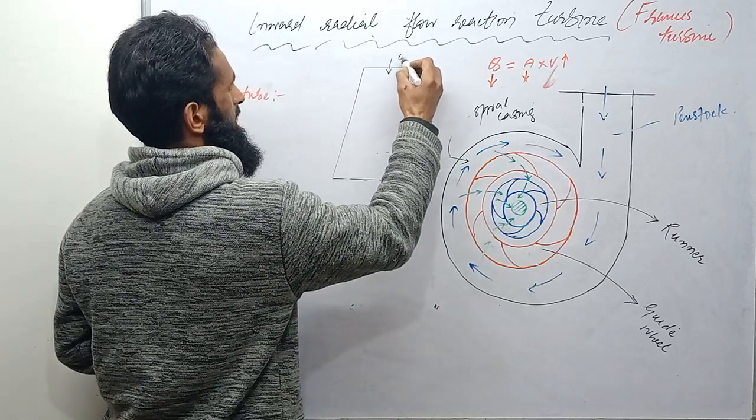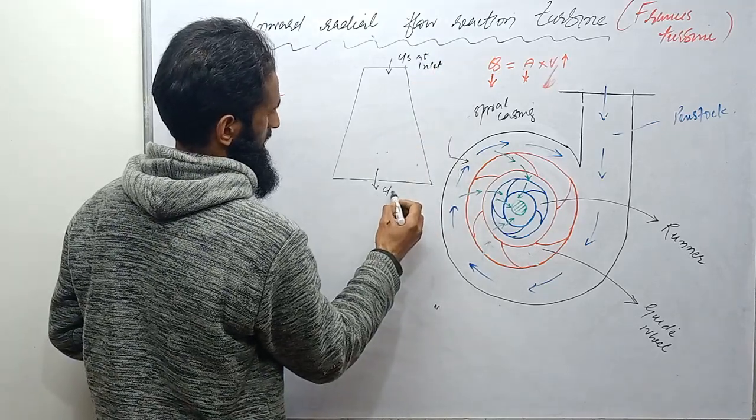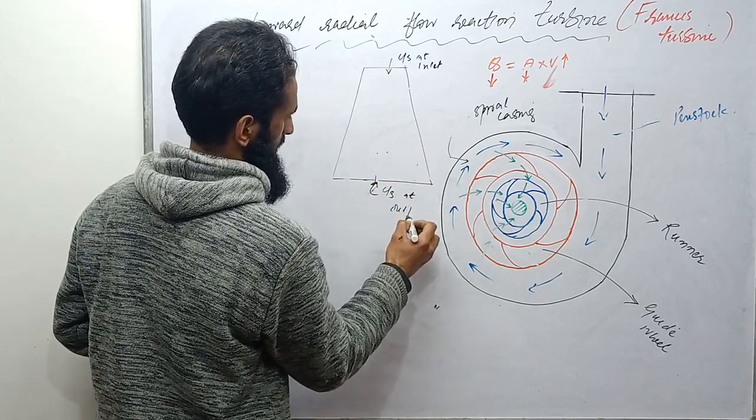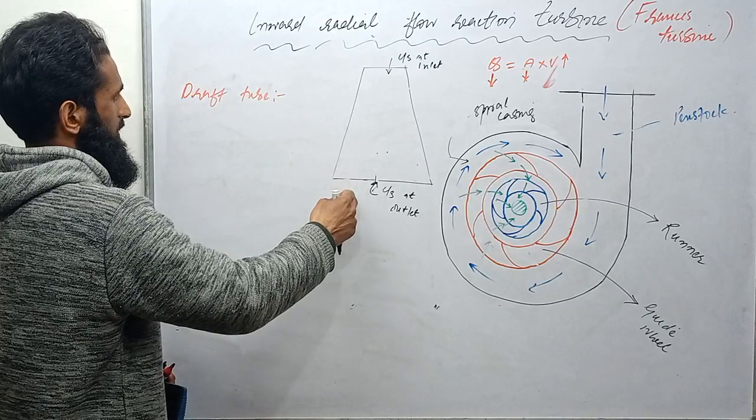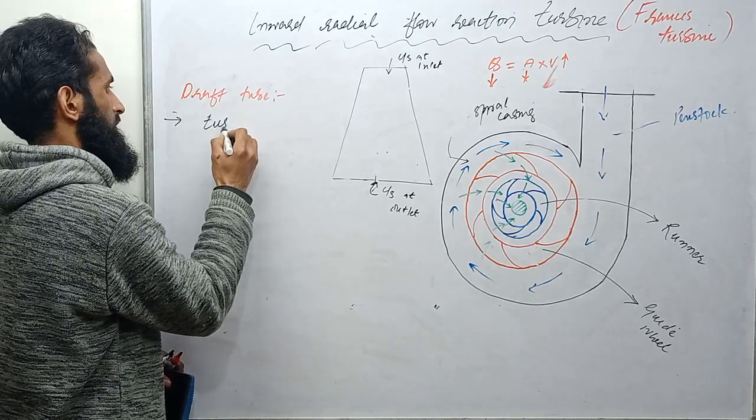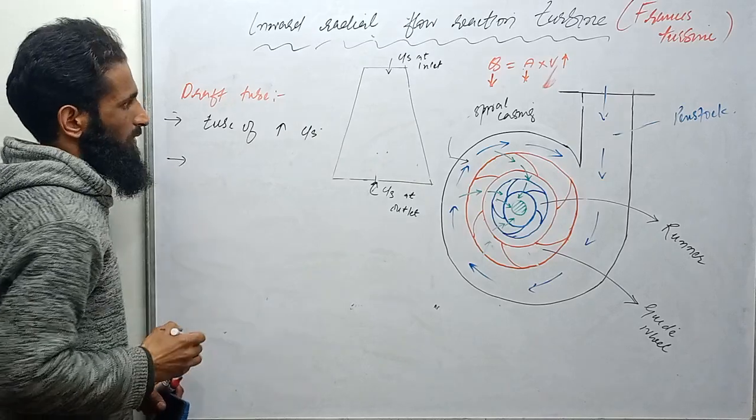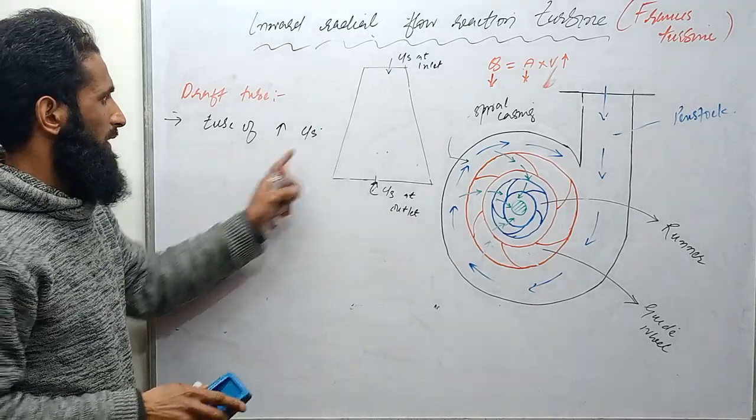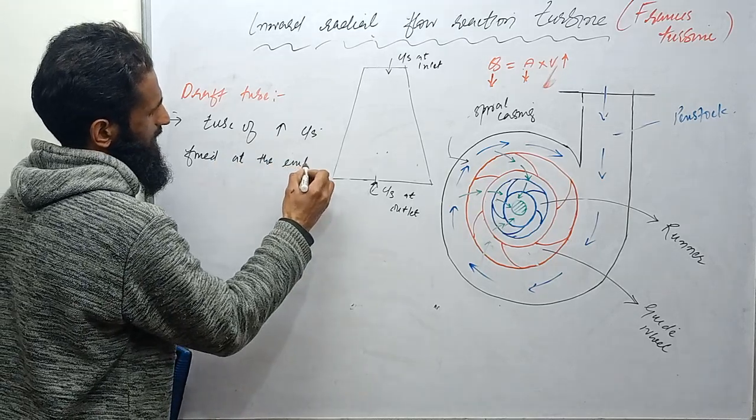This is the cross section at inlet, and this is the cross section at outlet. So what is draft tube? Tube of increasing cross section. So what is the function of tube of increasing cross section? Fixed at the exit of turbine.